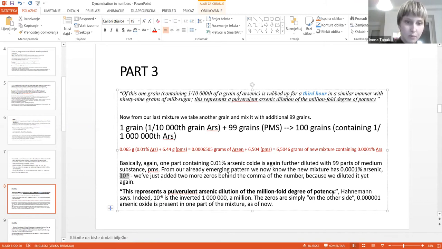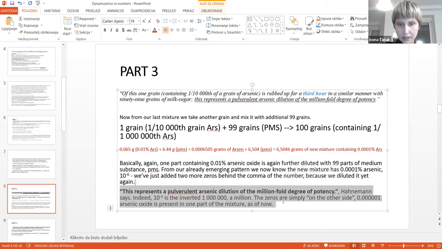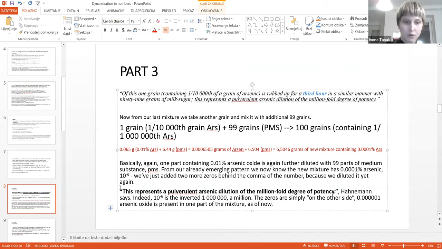When we put this in exponents, we have 10 to the minus sixth potency. And this is another way of saying a millionfold degree of potency. This is the term Hahnemann uses. So it makes sense, I think. I've denoted this here. So now in the third part, we have a millionfold degree of potency, Hahnemann says.